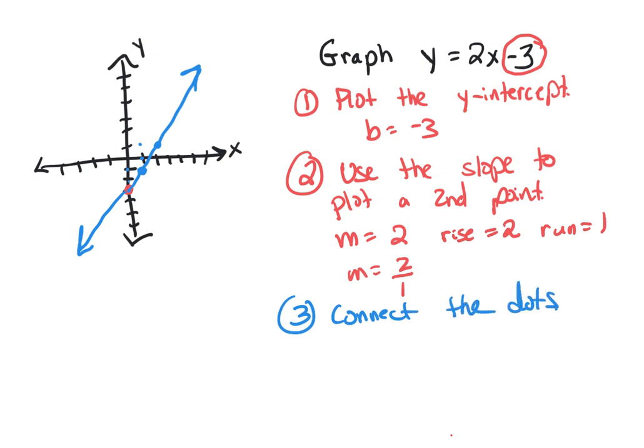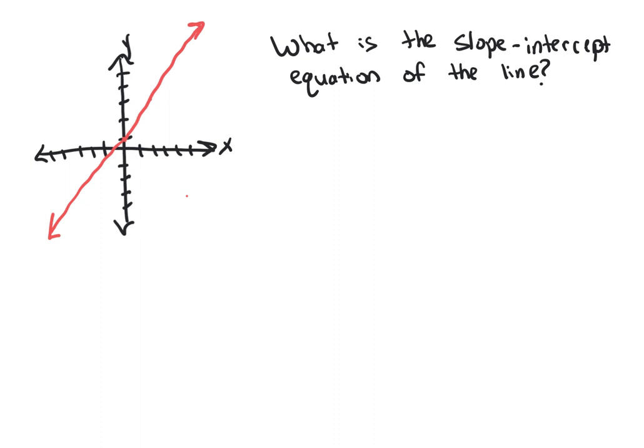That is going to be the graph of the line y equals 2x minus 3. Sometimes we'll be given a line, and we want to figure out what is the slope-intercept equation of this line. In this case, we don't have any points listed on our line, so we're going to figure out some points.